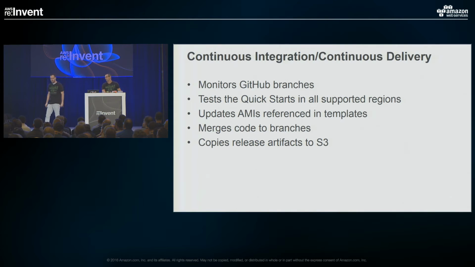As part of some continuous integration and continuous delivery that we do, we have some systems that monitor the GitHub branches whenever a change goes into the develop branch. We tested in all the supported regions for that particular quick start, and if everything goes well, we also update all the AMIs that may have changed.